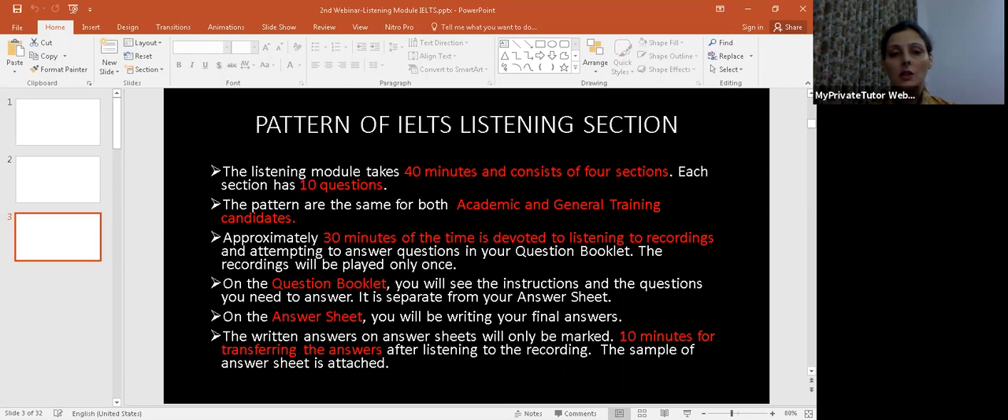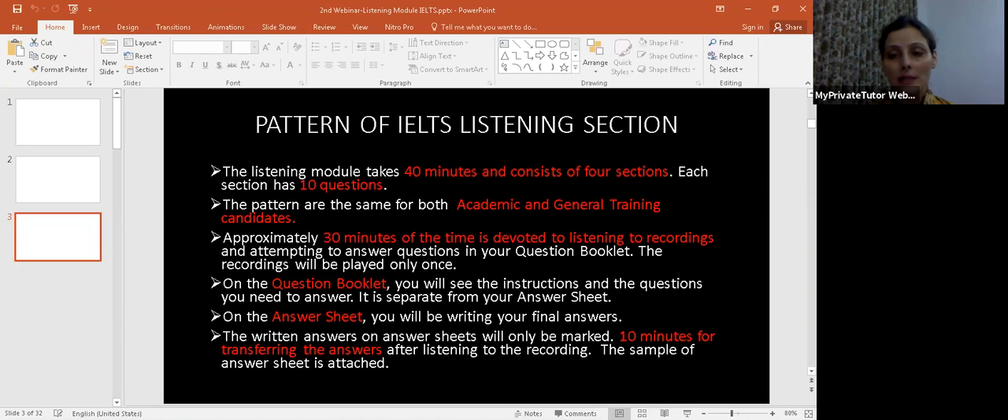Don't touch the answer sheet at this moment. On the question booklet, all the instructions are going to be there. You have to read the questions carefully and follow the instructions. On the answer sheet, you will be writing the answers at the end. The written answers on the answer sheet will only be marked.